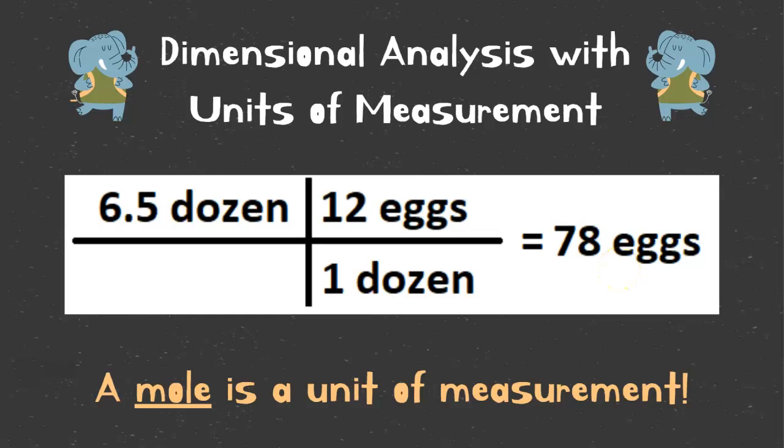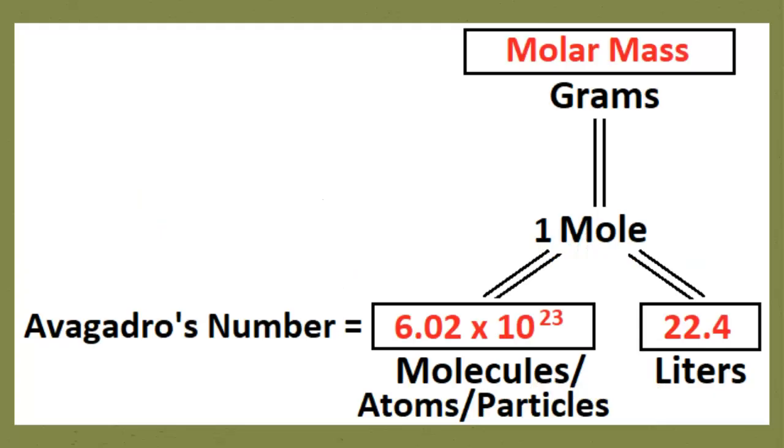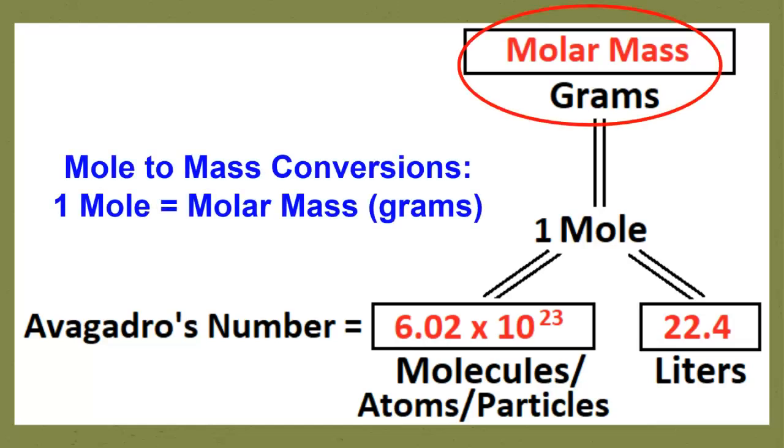Just like dozen, pair, a mole is also a unit of measurement. There are 3 things that we can turn moles into. We can go from moles to grams, moles to liters, or moles to Avogadro's number, which is used for molecules, atoms, or particles. First, let's go over moles to grams. The relationship between moles and grams is 1 mole equals the molar mass in grams, and we just went over how to calculate that molar mass.